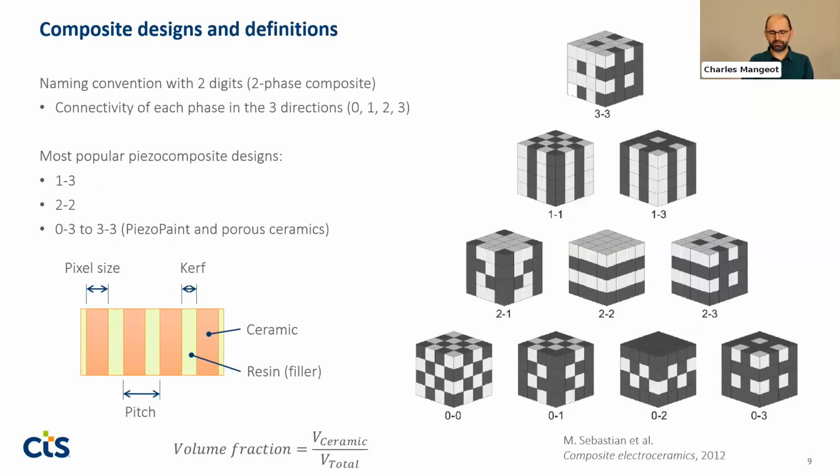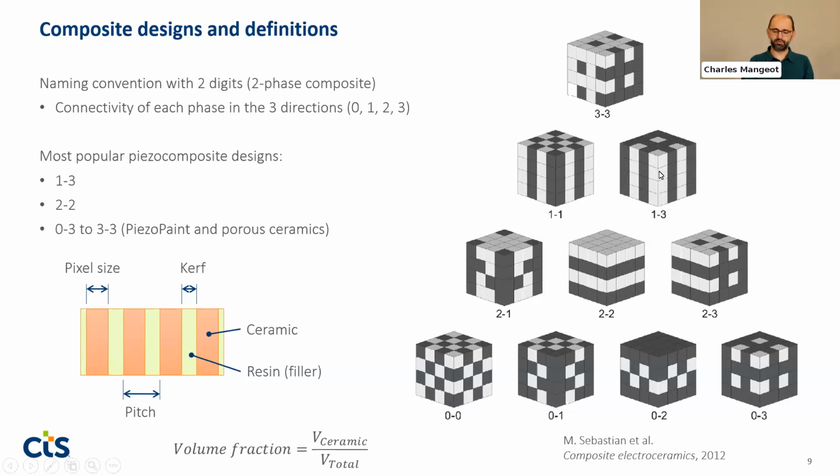Some definitions here. When you deal with composites, you might hear different types of composites, right? There is a naming convention for two-phase composites, so when you mix two materials together, and the convention is based on the connectivity, so the degrees of freedom for each of the phases. And each one is expressed as a digit, so it can be 0, 1, 2, and 3, whether it's connected in no direction, 1 or 2 or 3 directions. Some of the popular ones are the 1-3.